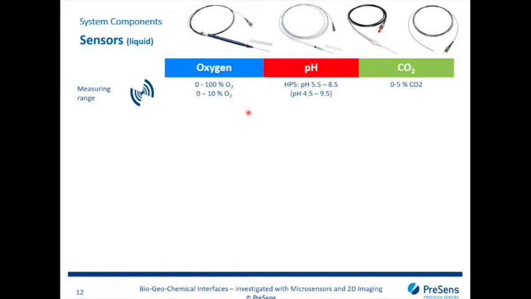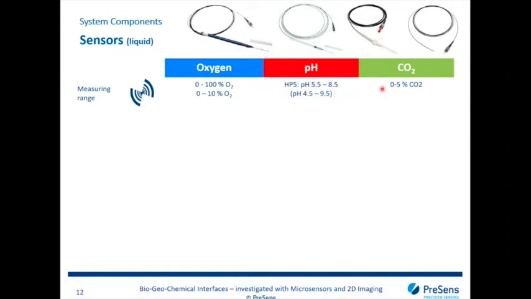For the pH sensor, we are talking about a pH range of about 5.5 to 8.5. The pH range that you can use it in is actually larger, so you can measure down to 4.5 and up to 9.5. But as our sensor response is not linear, the lower ranges and the higher ranges actually have a decreased resolution. But the sensors in general work along this range here.